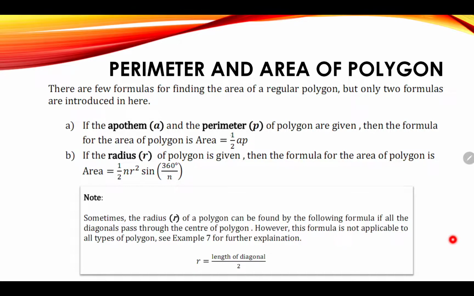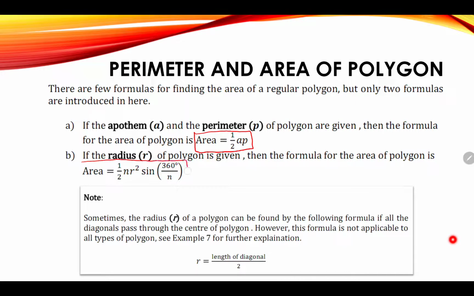Okay, the first one is A equals half AP. Okay, A apa tadi? A adalah apothem, P perimeter. So we need to find apothem dengan perimeter dululah, barulah boleh cari area. If you want to use this first formula.